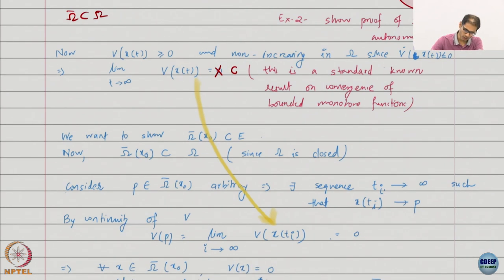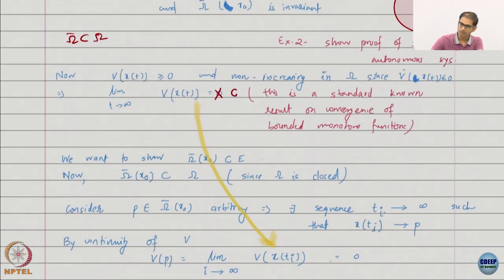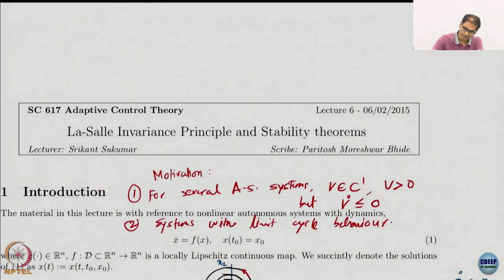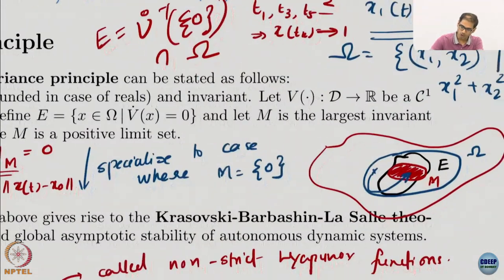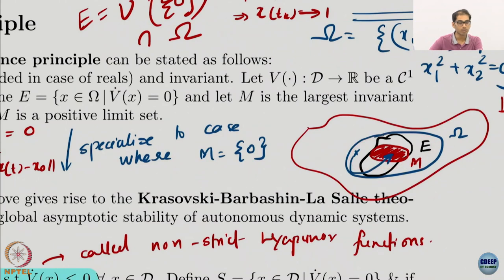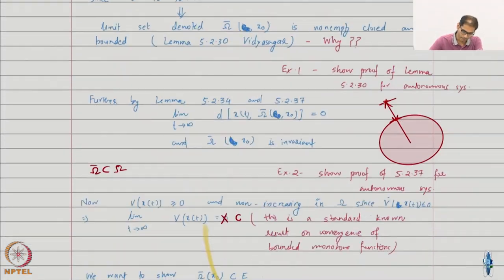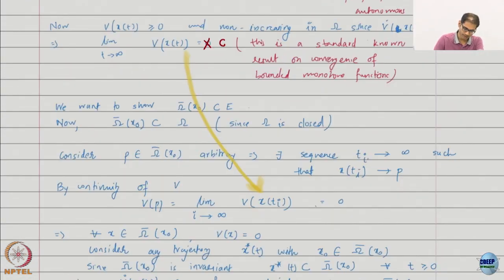Okay, great. Now what are we going to claim? I will already tell you what we are planning to prove. You constructed these sets, and I know that omega bar is somewhere inside this. But now I am claiming that it is going to be inside E. How do I claim that? Look at this. You already know this.